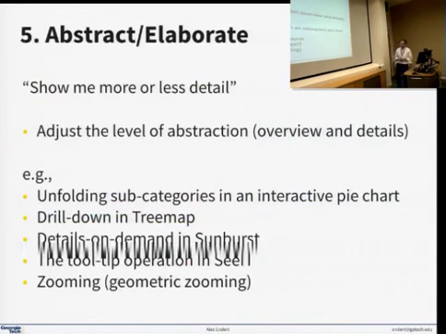Abstract and elaborate. This is the idea of showing me more or less detail, right? Zooming in, zooming out, doing things like semantic zooming, where it's not only making something bigger or smaller, but actually revealing more information about an area you're zooming into as opposed to zooming out of. Again, I like to use the Google Maps example. It doesn't just make the font bigger. It actually shows you more information about the details of the area you're zooming into.